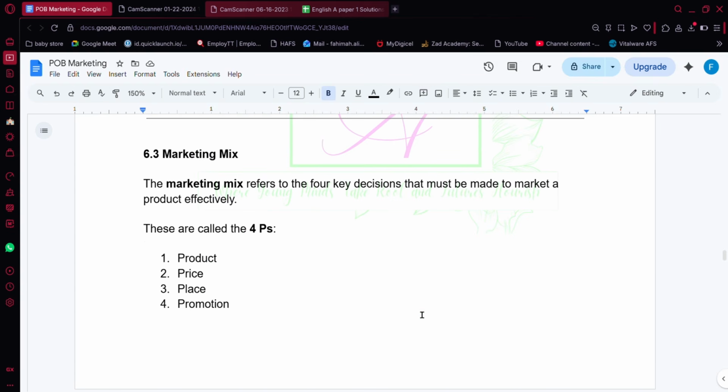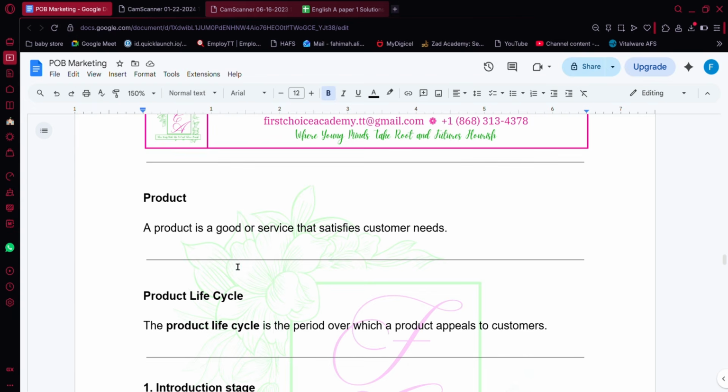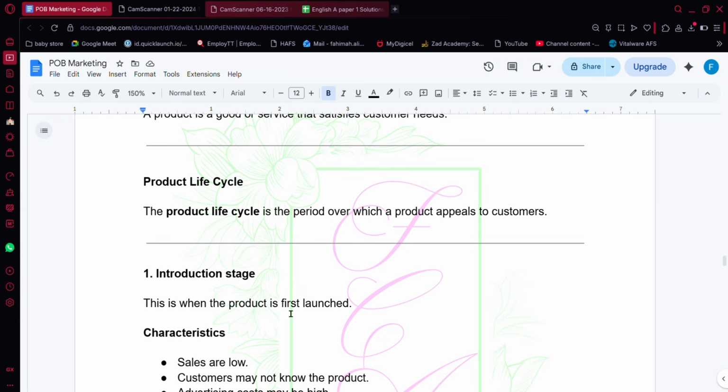Marketing mix. The marketing mix refers to the 4 key decisions that must be made to market a product effectively. The 4 P's are product, price, place, promotion. A product is a good or service that satisfies customer needs. Product life cycle. The product life cycle is a period over which a product appeals to customers.